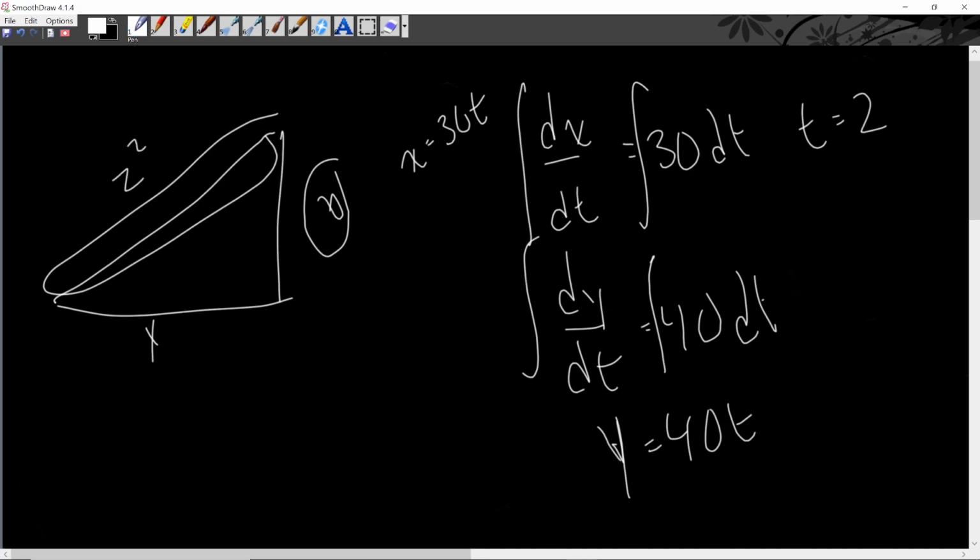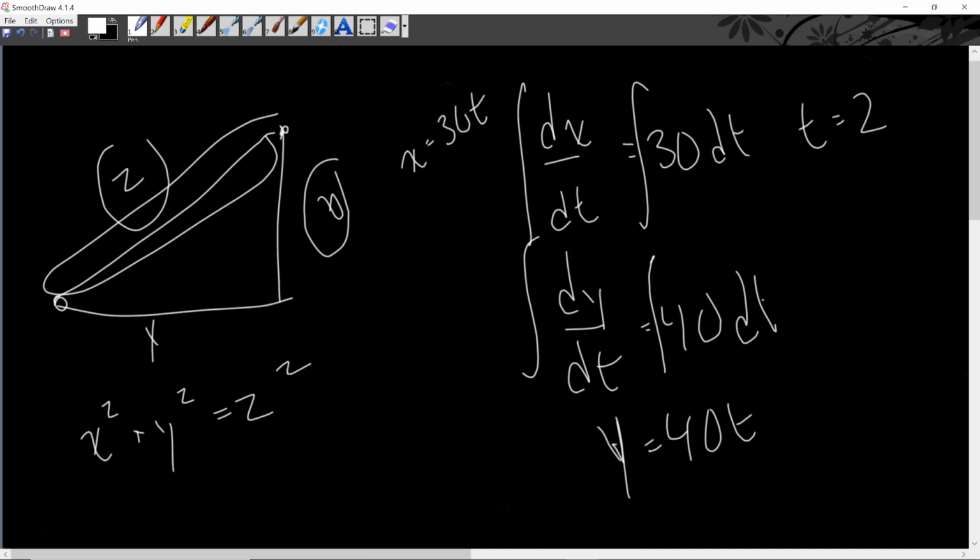We're trying to see how this changes with time, not z squared, but this is z. This is the hypotenuse. And we have to see how this distance between the car that's traveling north and the car that's traveling west changes with time. So if we know that x squared plus y squared equals z squared, this uses derivatives. You have to differentiate all of this with respect to t, right?